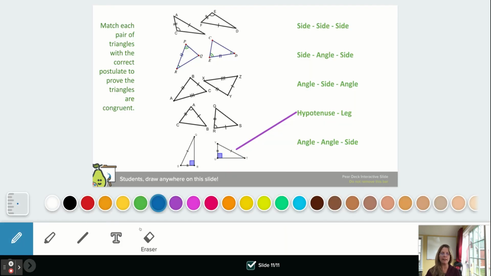Okay, you've got one thing that I want you to do right here. I'm going to look at the directions with you, and I'm going to get you started, and then you're going to go ahead and see if you can do it. Match each pair of triangles that's listed over here. So there's 5 pairs of triangles with the correct postulate to prove the triangles are congruent. I noticed in this bottom pair that there was a hypotenuse and a leg of this triangle that were congruent to a hypotenuse and a leg of this triangle. Therefore, with my line tool, I matched this pair with that postulate. Your job is to match all the rest.